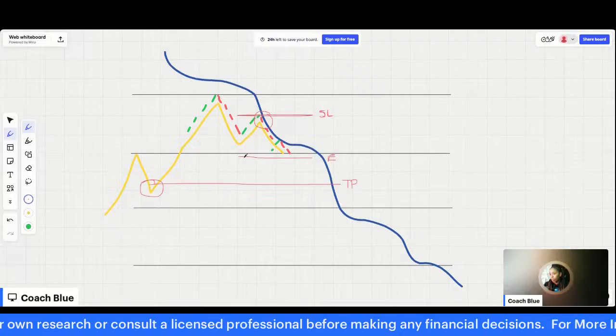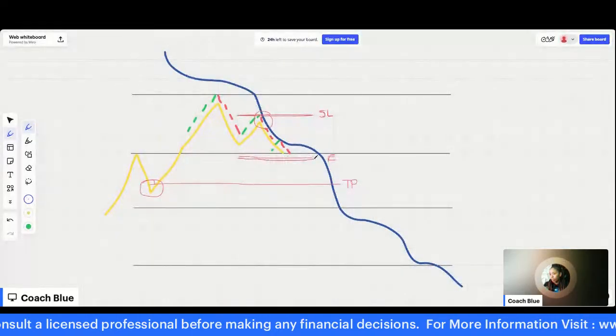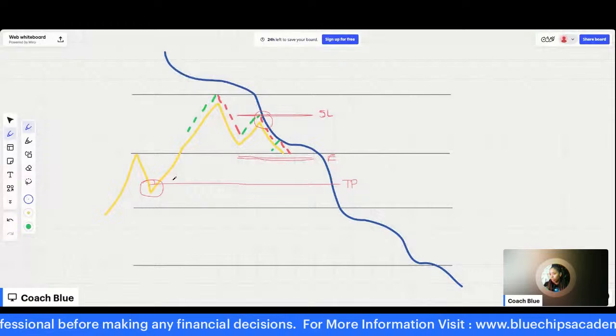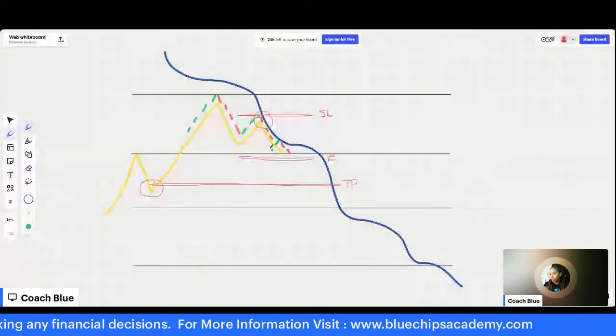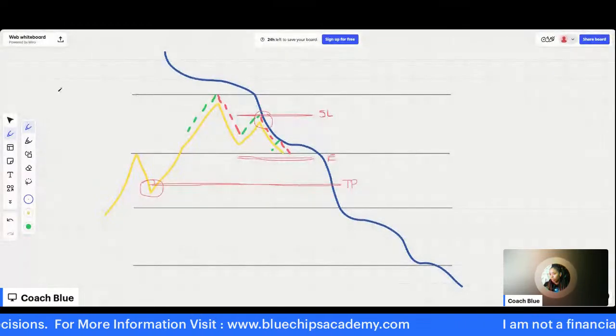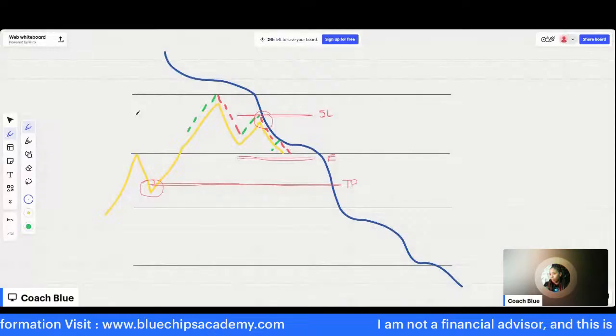And the students that are in Blue Chips Academy, y'all know what I'm talking about. We went over this last trading session. So you have to know your trading personality. Are you a scalper, a day trader, or a swing trader?